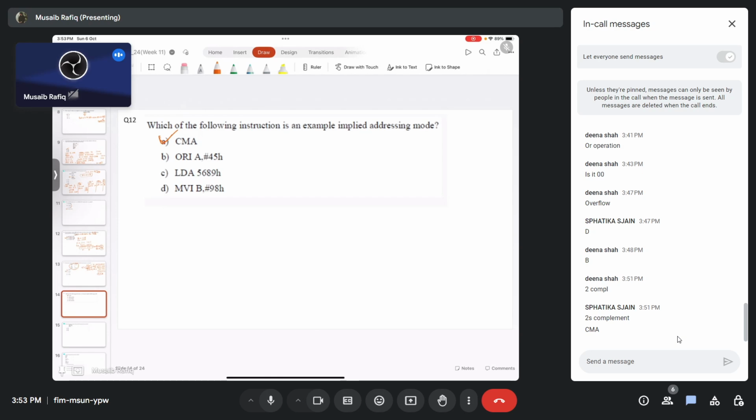Implied addressing mode is a mode in which no operand is specified in the instruction. Data is itself present in the instruction. For example, RRC, RLC. So this was a pretty simple question.